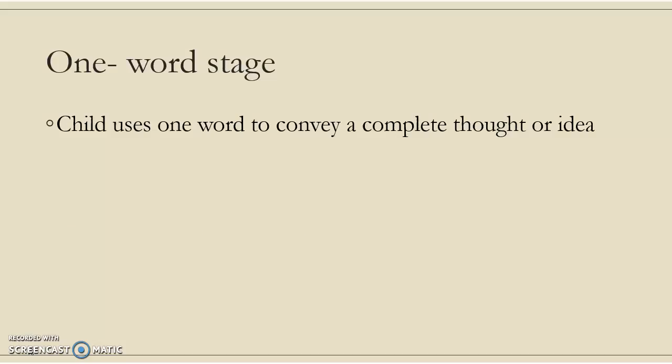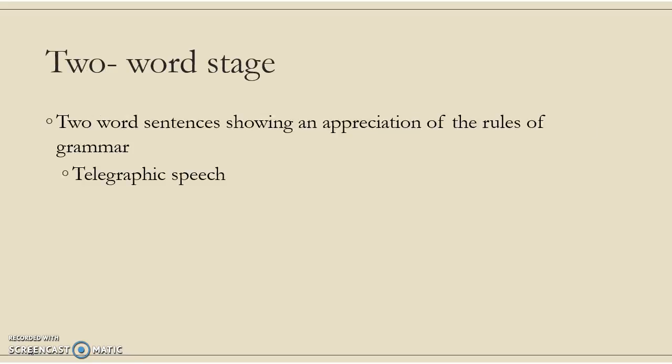The next stage in language development is the one-word stage. Child uses one word to convey a complete thought or idea. So if a child's thirsty, they might say bottle instead of I want that bottle, please. Or dog if they want their dog to come to them. So one word to say a whole thought or idea.